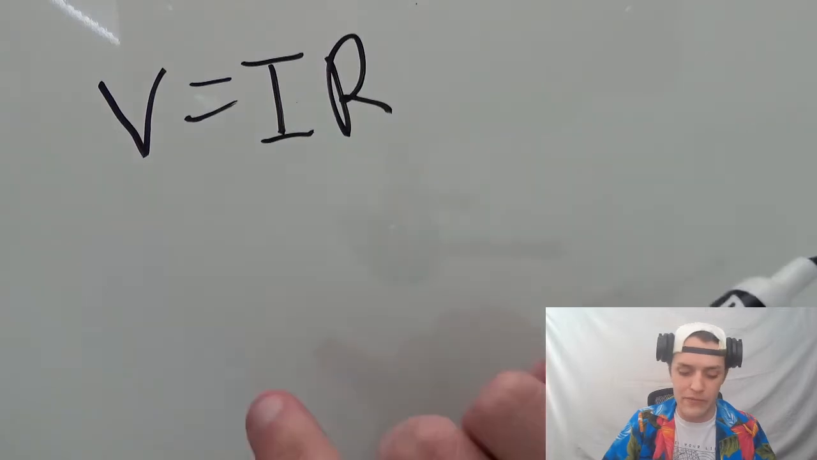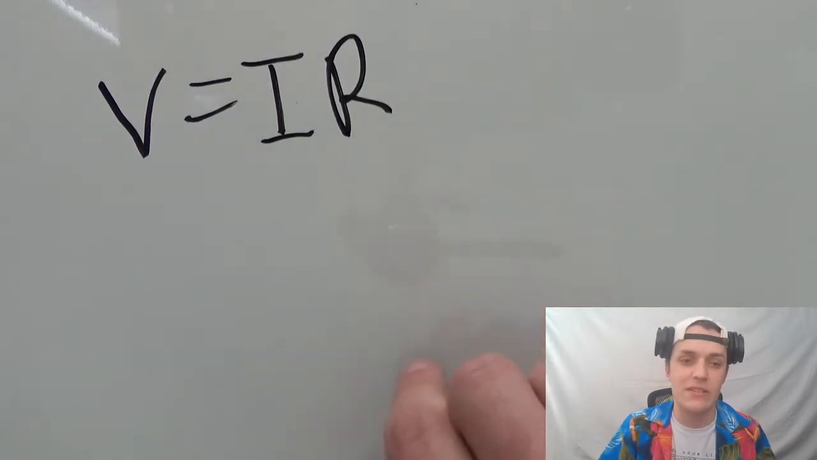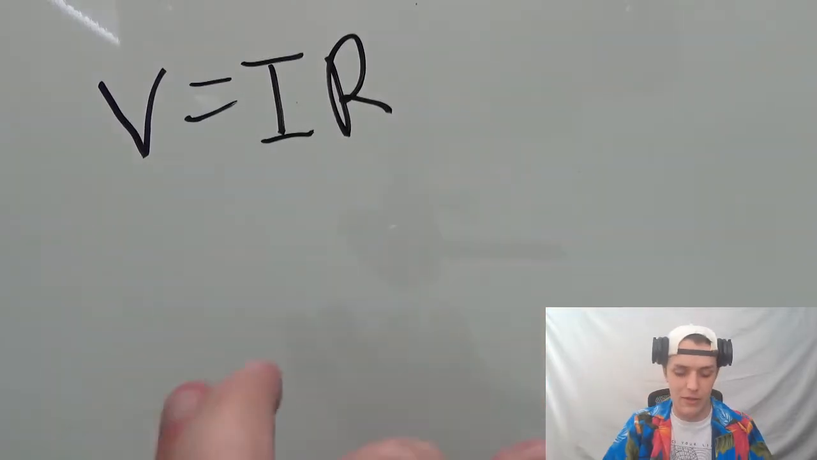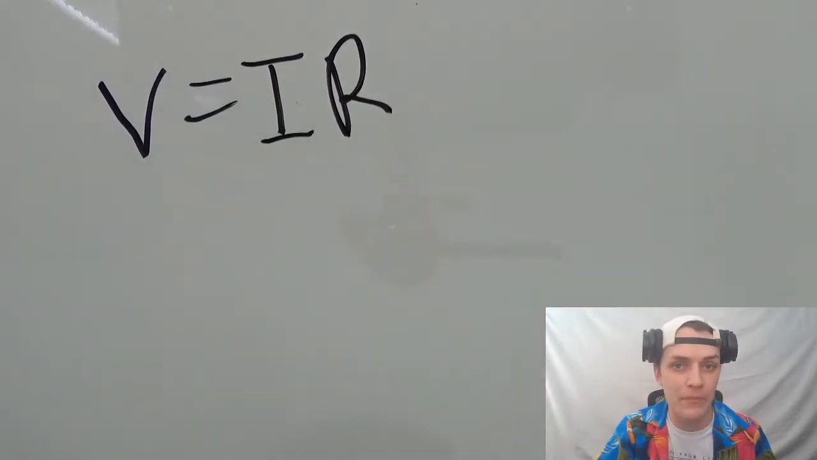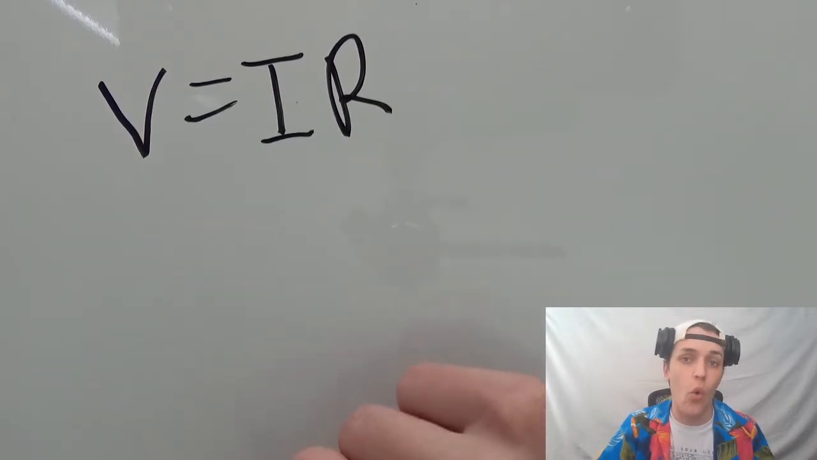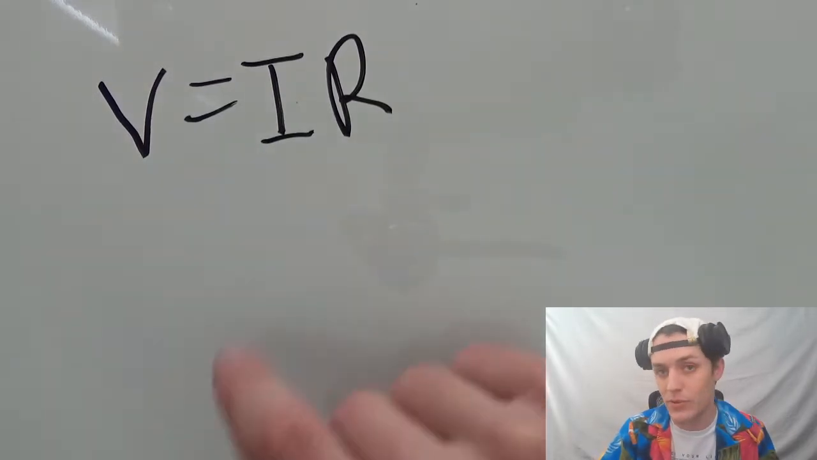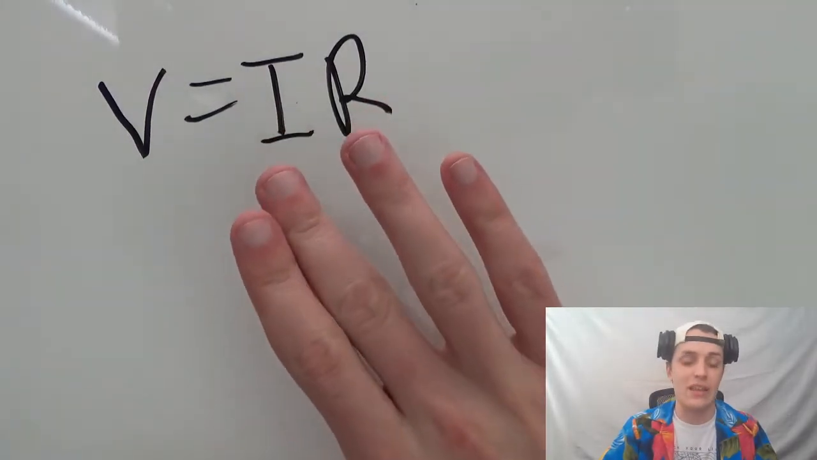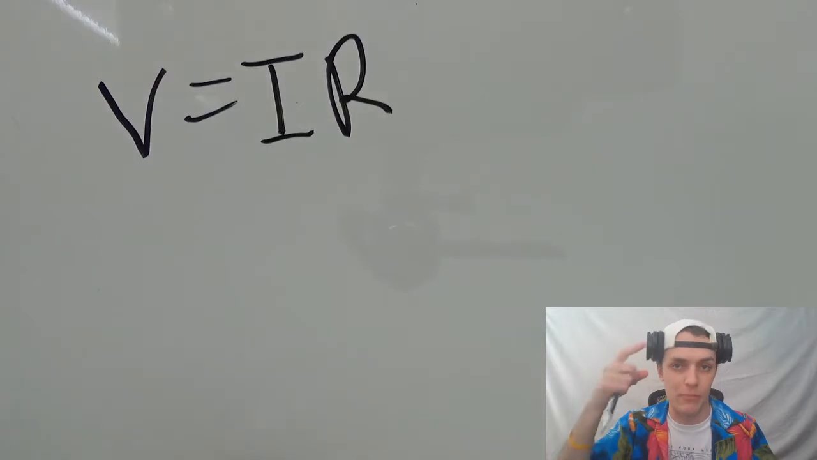But if the resistance was 9 ohms, so we've increased the resistance, the current would be 1 amp. We went from 1 to 9 ohms, and therefore it decreased the current. It went from 9 amps to 1.